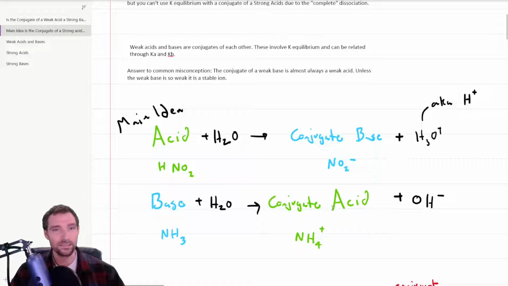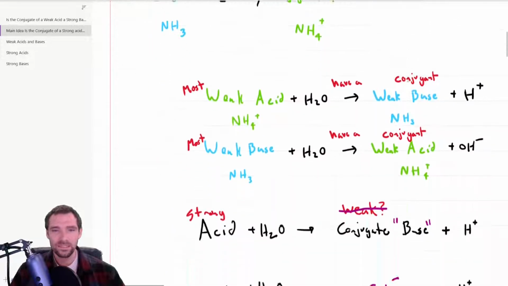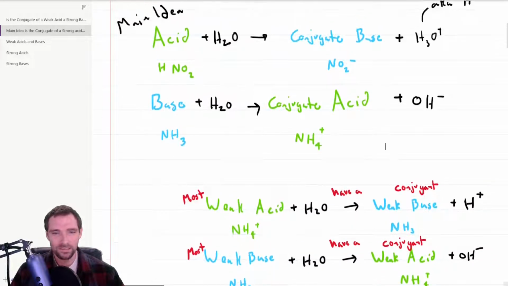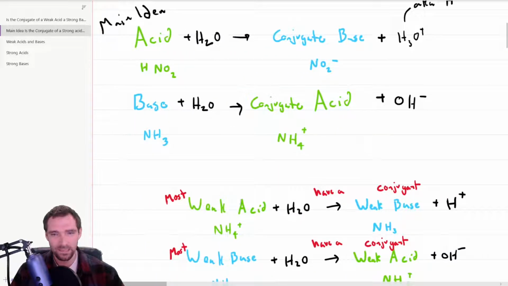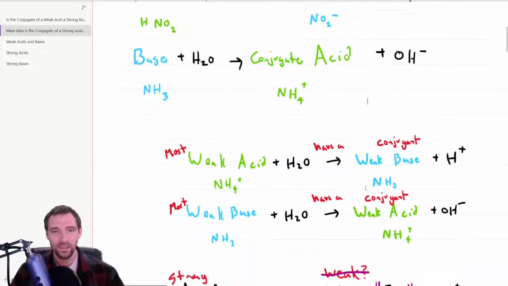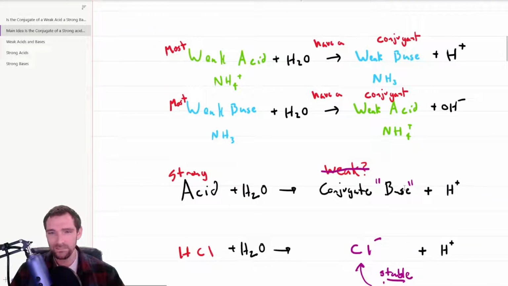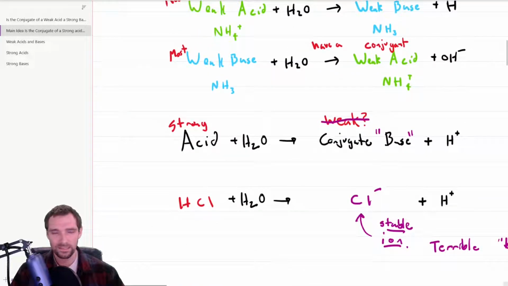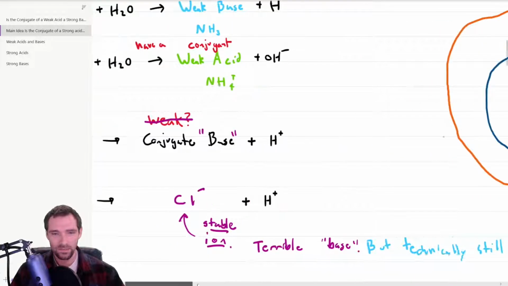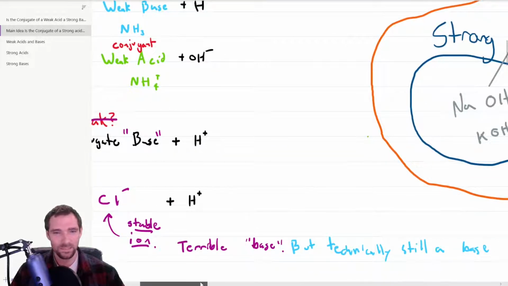And a lot of the time that is the case. Most of the time when you're working with a weak base, its conjugate is a weak acid. It gets a little bit weird when we're talking about the super strong acids and bases, but this is the main idea. Most chemicals, for most weak acids, are going to have a weak conjugate base. If you have a strong acid, its conjugate is kind of a base, but it's so weak of a base that it's a stable ion. It's not very good at being a base, but it's still technically a base.